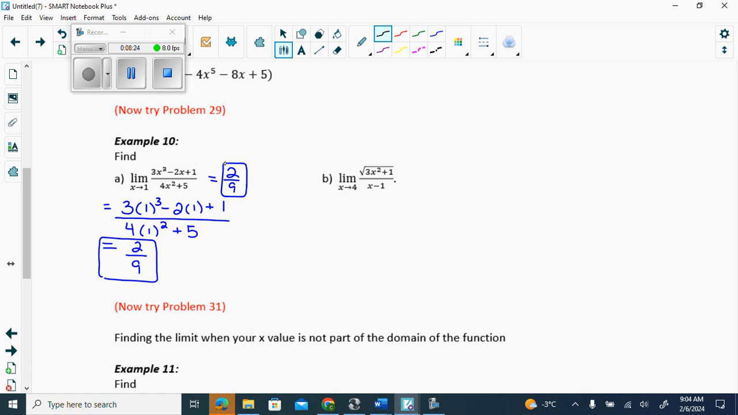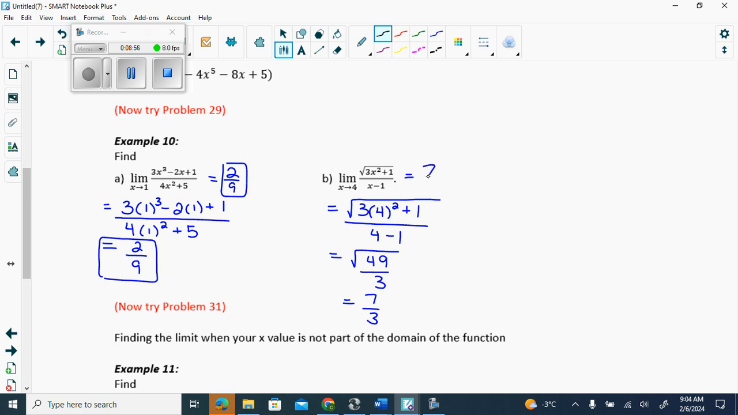Okay, this next one, I plug in a 4. Is it going to cause me any problems? No, so I can distribute it in. So I get square root 3, 4 squared plus 1 over 4 minus 1, which is the square root 16 times 3 is 48 plus 1 is 49 over 3, which is 7 over 3.